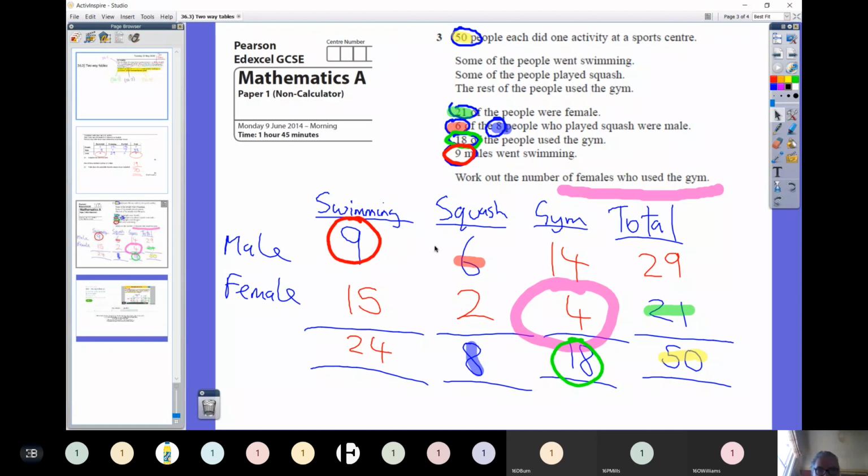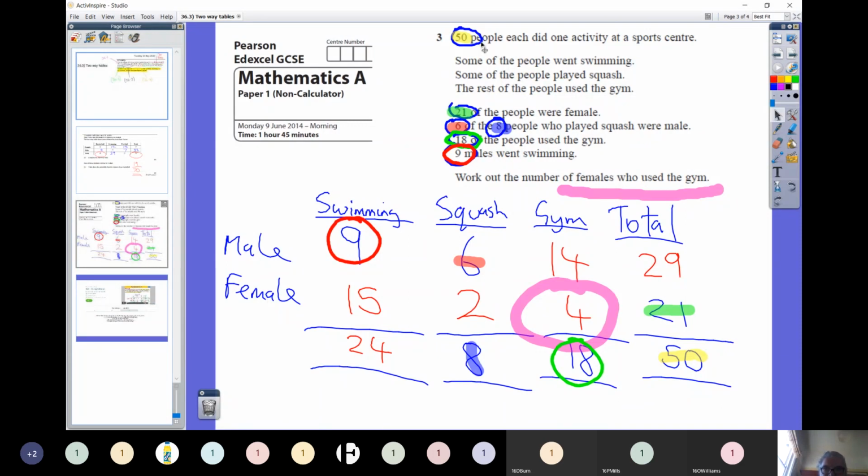So this is a classic question from about 5 years ago, the GCSE. It was very early on in the paper, so it threw quite a few people. So what we've got to do is process the information. We can see that these people either swim, play squash or go to the gym, and you put in a total column, and they are either male or female. So we've got a male and a female and a total column. And then you've just got to process all the information you're given.